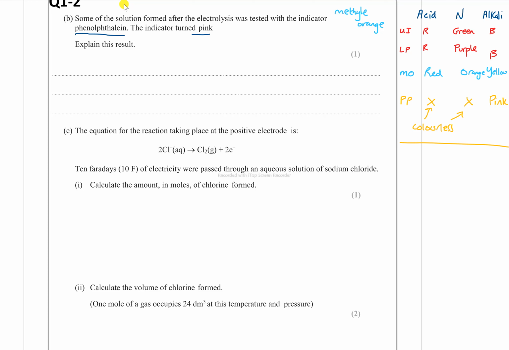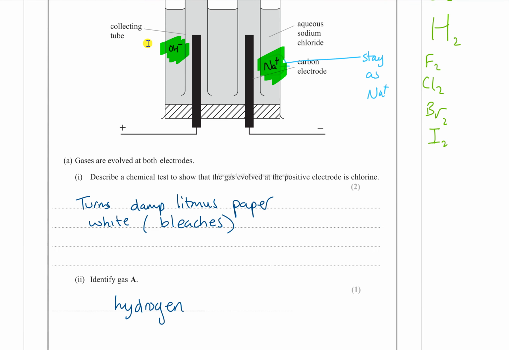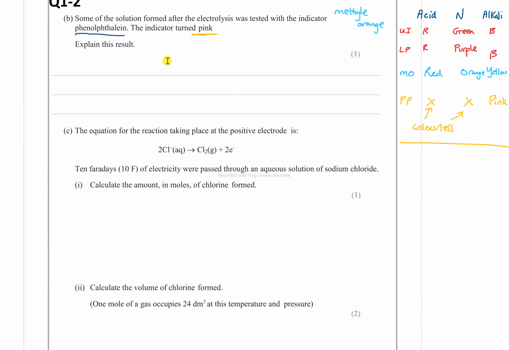Okay, it's pink. Why is it pink? Because we have hydroxide ions. Hydroxide is alkaline, so that's going to be pink. So it's the hydroxide ion that turns it pink.